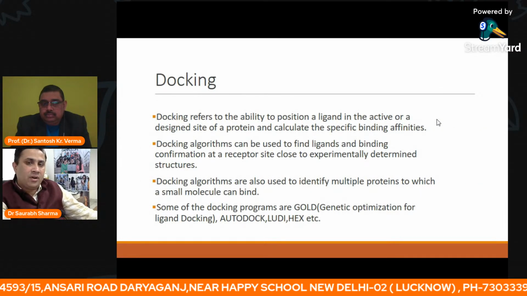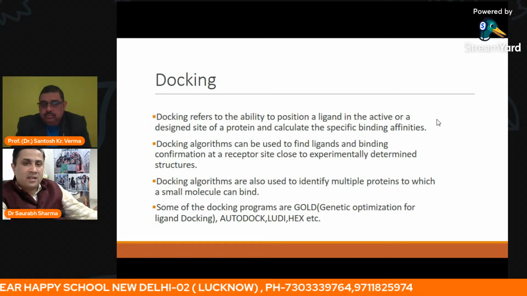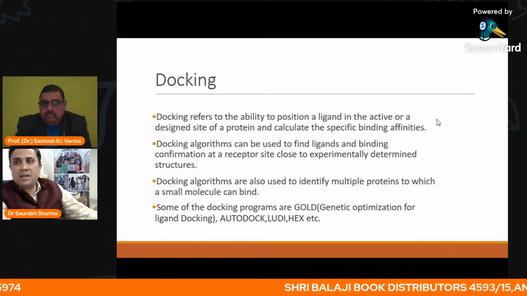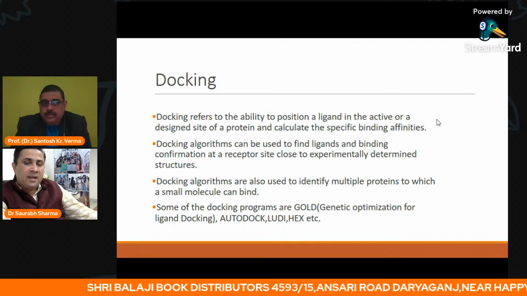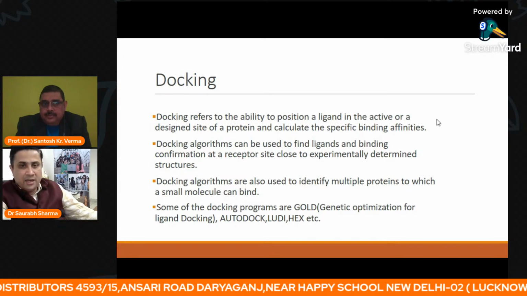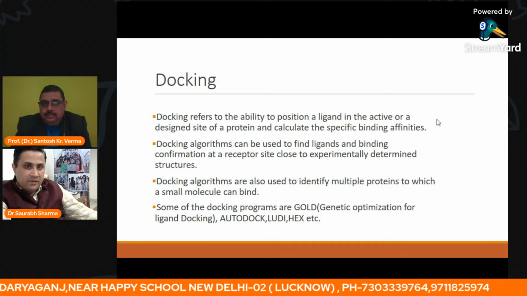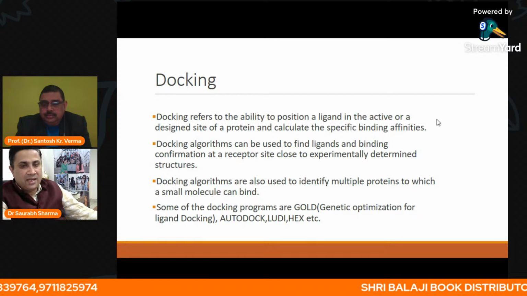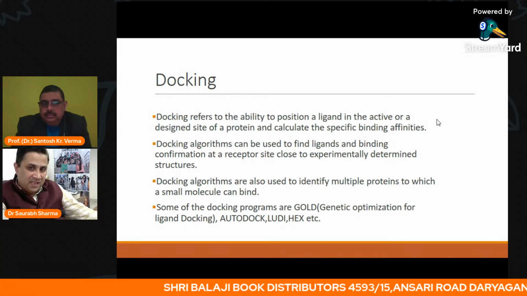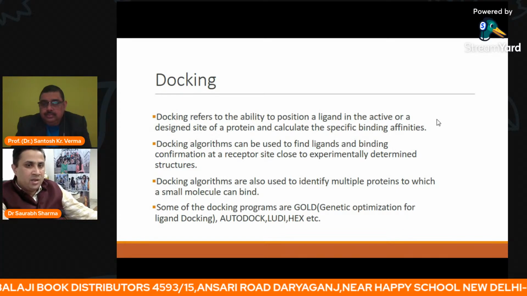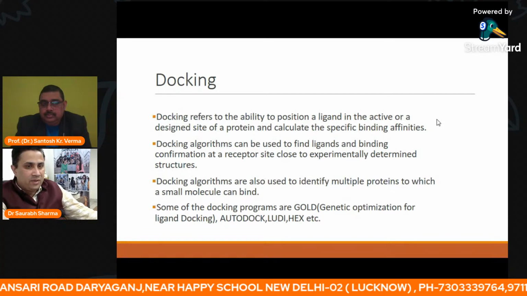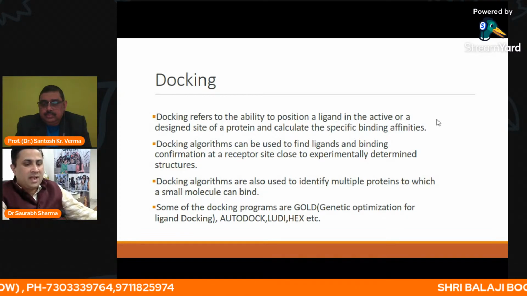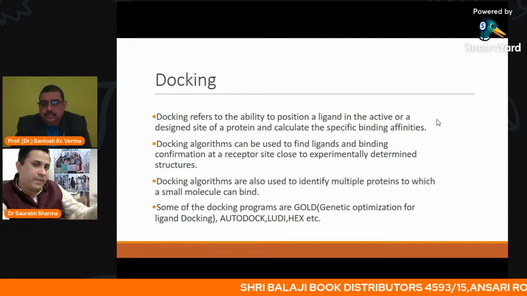Then another strategy is docking. Docking is again a sequential strategy, where the ability to position a ligand in the active or a designed site of a protein is used to calculate the specific binding affinities. In traditional classical pharmacology, the potency and efficacy also depend on the binding tendency. Agonist and antagonist both can bind, but an agonist has efficacy and affinity both, and an antagonist has only affinity but no efficacy. So obviously the affinity, the binding tendency, is very important. Make a point here: with docking, the only point of view is the binding capacity. You are not able to see the efficacy, just the affinity. So the affinity is observed by docking, and affinity means binding, the binding site.